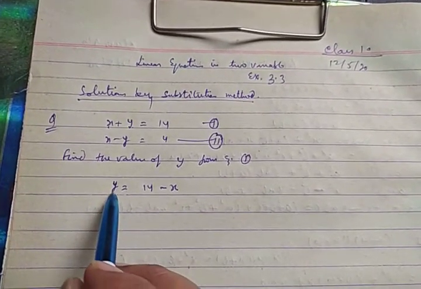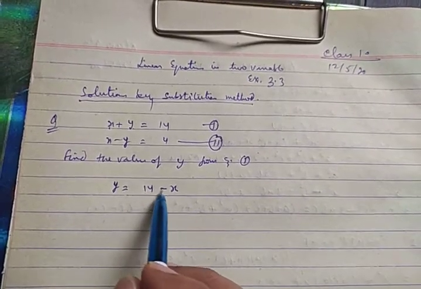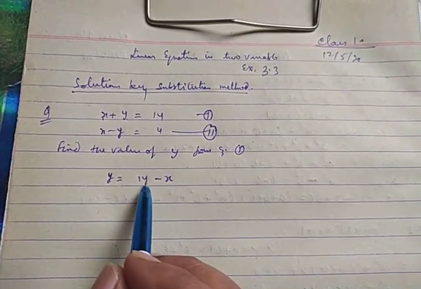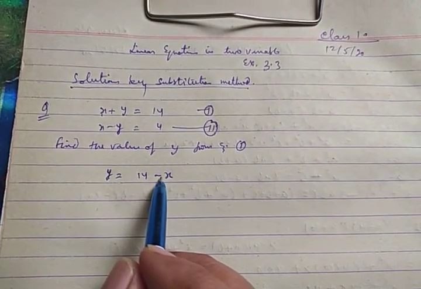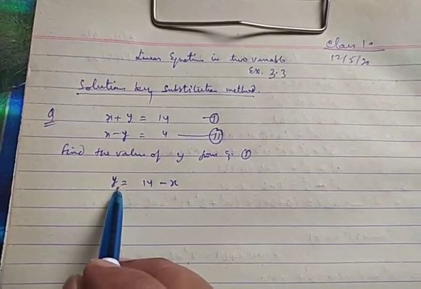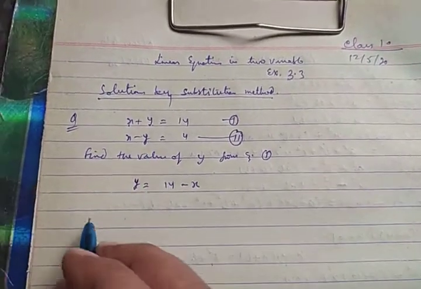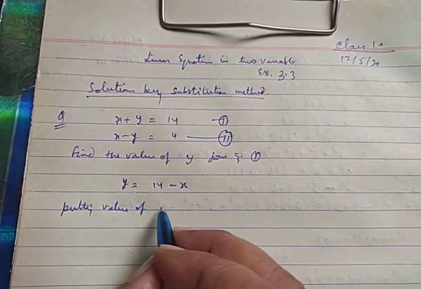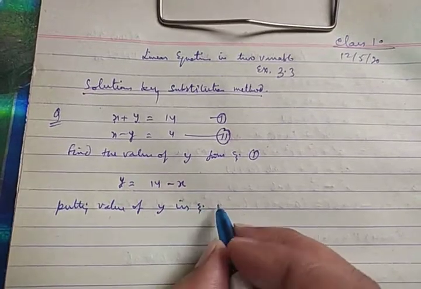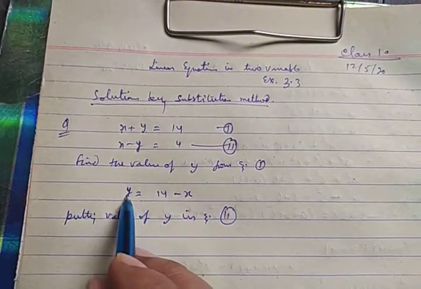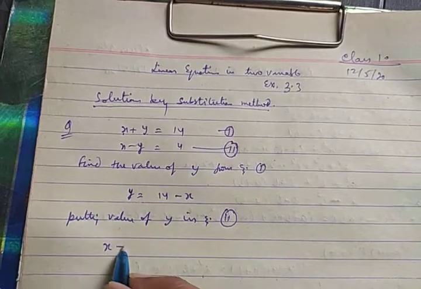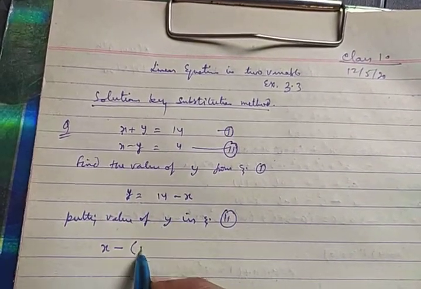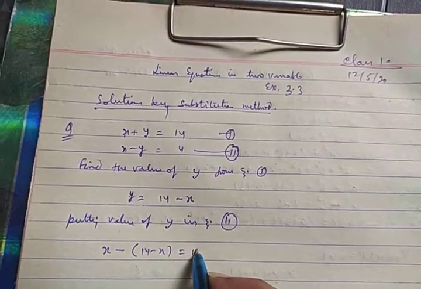It means in place of y you can use 14 minus x. This is called substitution. The value of y can be substituted as 14 minus x in place of y, and I will use this in equation 2. The next step is putting the value of y in equation 2. So when you use this value in equation 2, what will you get? x minus, and put the value in brackets, 14 minus x, is equal to 4.